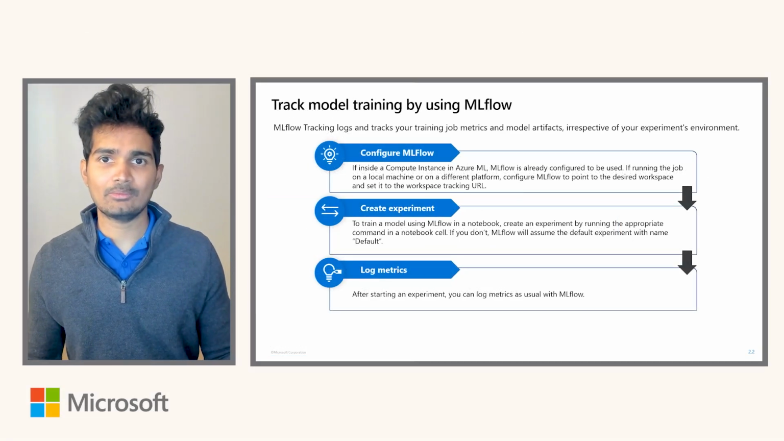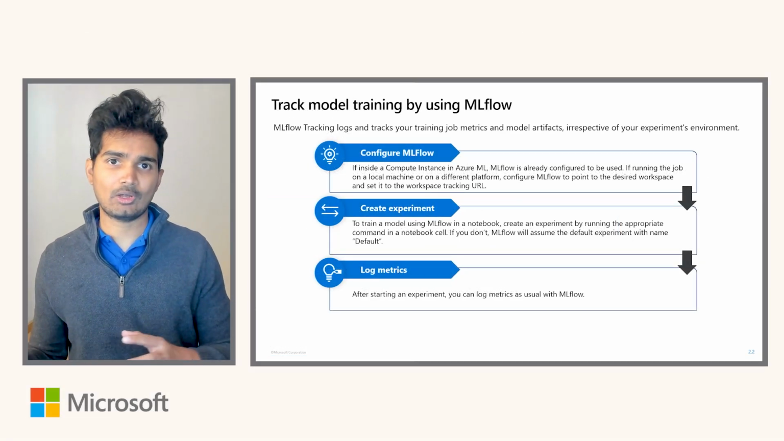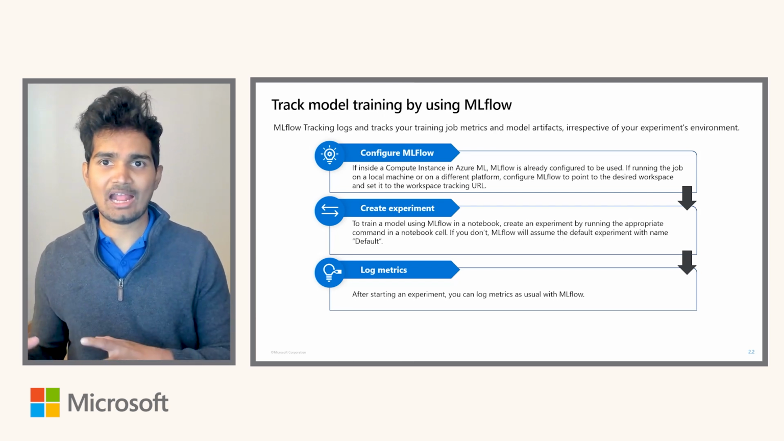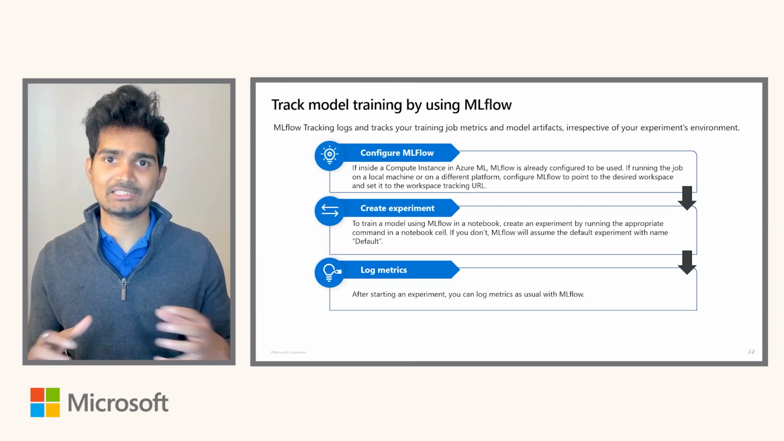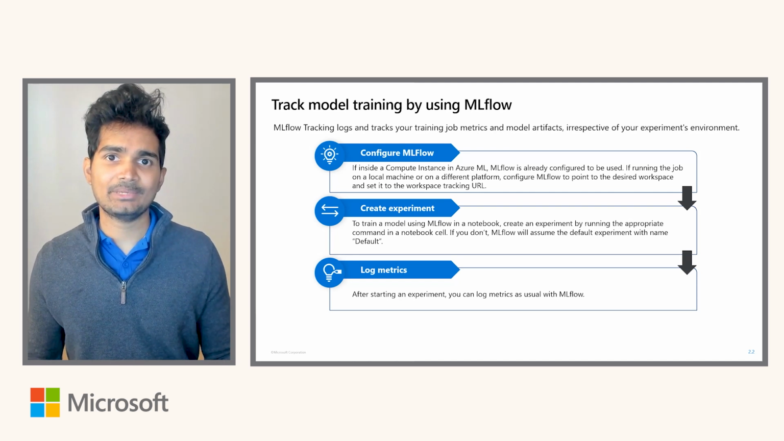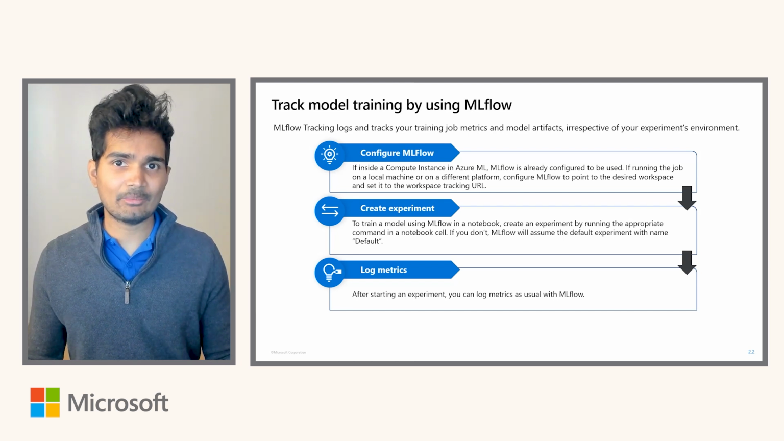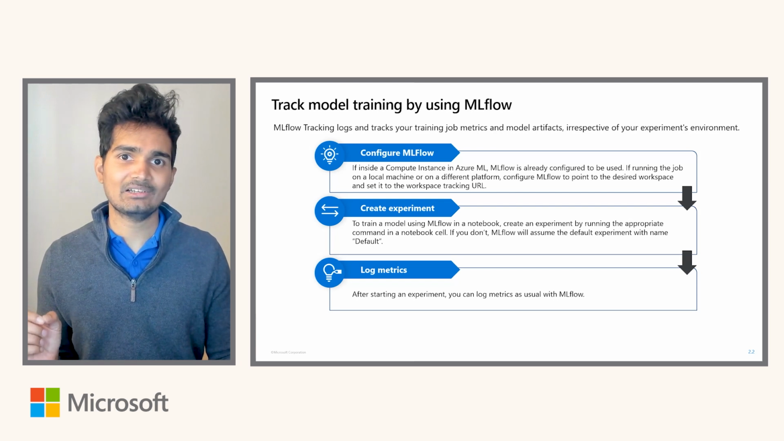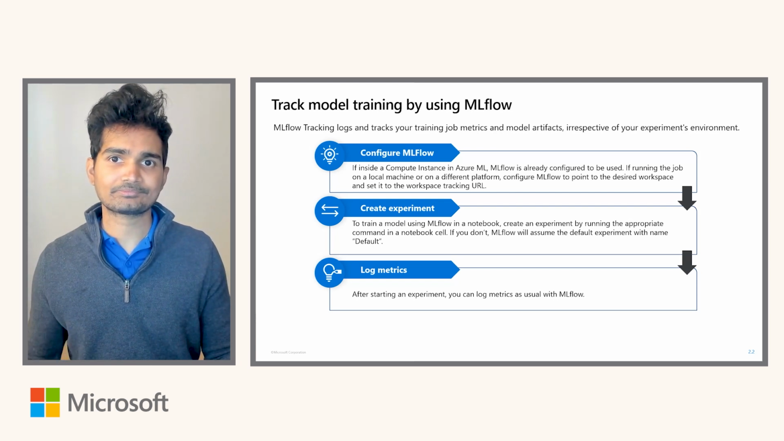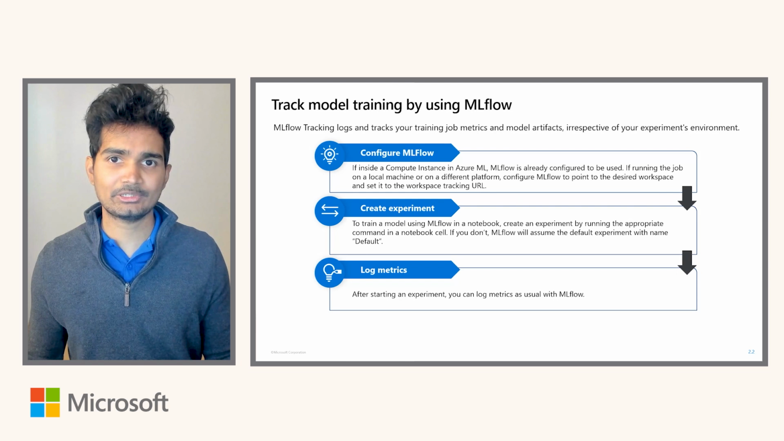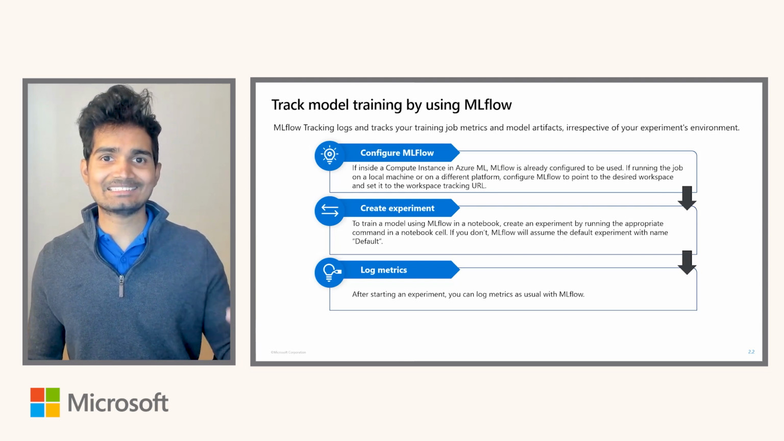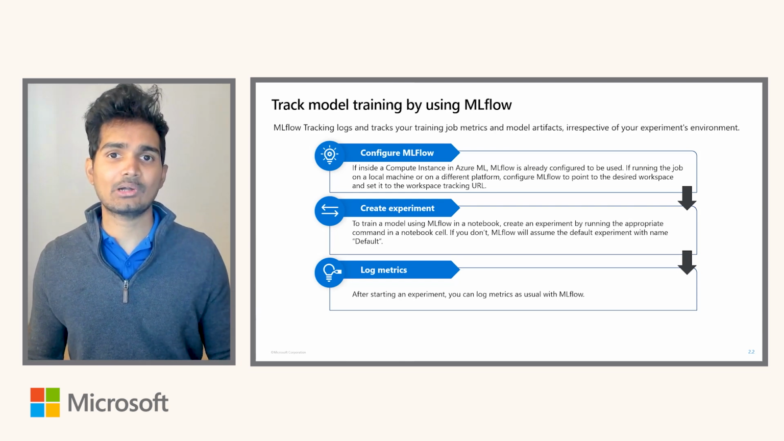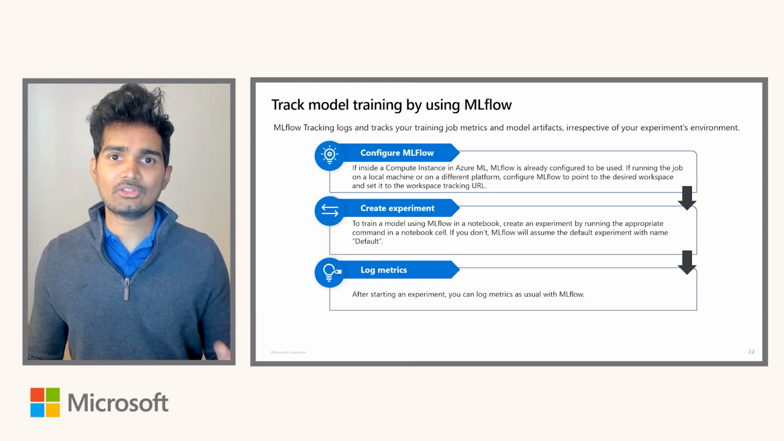Understand MLflow well and what it's used for. It is used to log and track your training, job metrics, and model artifacts. Be aware of how to configure MLflow. The steps to configure MLflow are, if you're running a job on a local machine or on a different platform, configure MLflow to point to the desired workspace and set it to the workspace tracking URI. This ensures all the tracking data is sent to the right location.